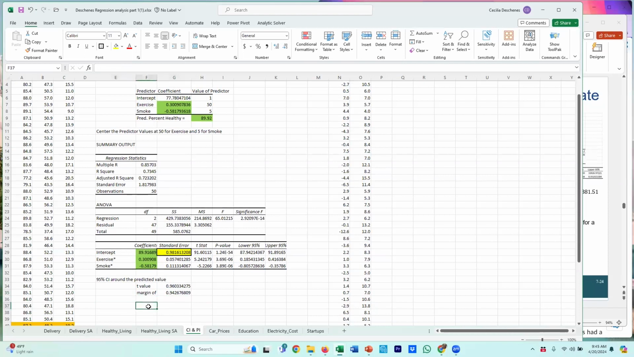So our lower bound of a confidence interval is going to be the point estimate. You can point to this number up here, the 89.92, or you can point to it in the intercept. The numbers are the same. I'll point to it up here, minus the margin of error. And then the upper bound is going to be the point estimate again, plus the margin of error. So the point estimate plus the margin of error.